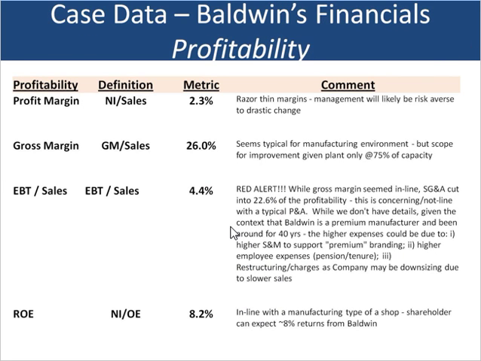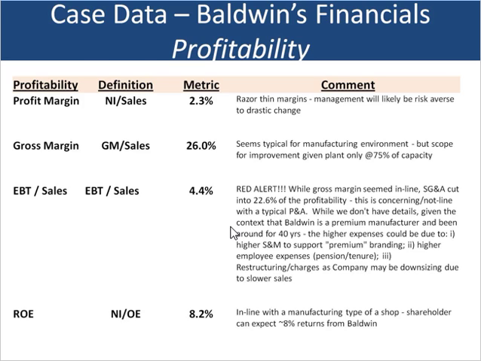Now, what does profitability mean? How well are they doing? Well, we are seeing really thin margins, only about 2.3%. The gross margin is fairly healthy, around 26%.